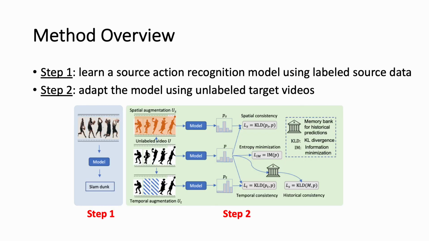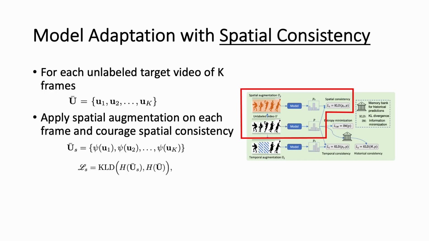Then here are the details. Here is an illustration of our framework. In the first step, we learn the source model. In the second step, we adapt this model using unlabeled target videos. So we propose three types of consistency learning techniques. The first one is spatial consistency learning.